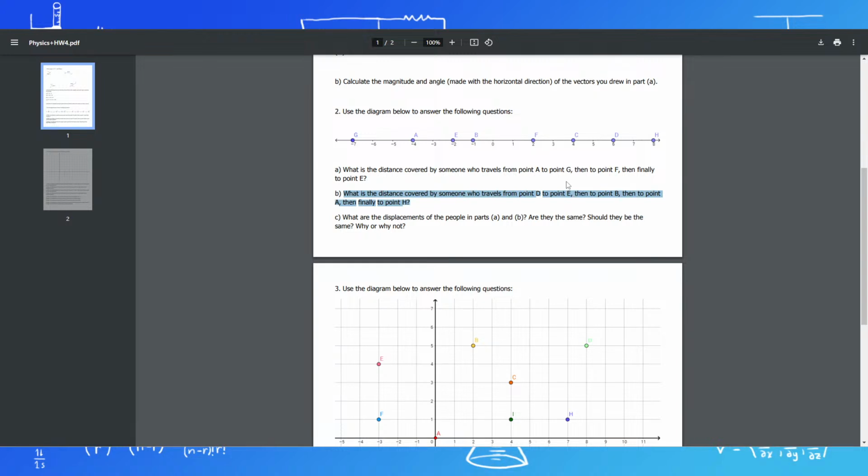Let's write that down as well. And then part C, what are the displacements of the people in parts A and B? Okay, so part A, they started at point A, they ended at point E. Displacement is the change in position, where you are minus where you were, between two specific times of interest. In this case, the time when you were at position E and the time you were at position A. Well, not you, but you know what I mean.